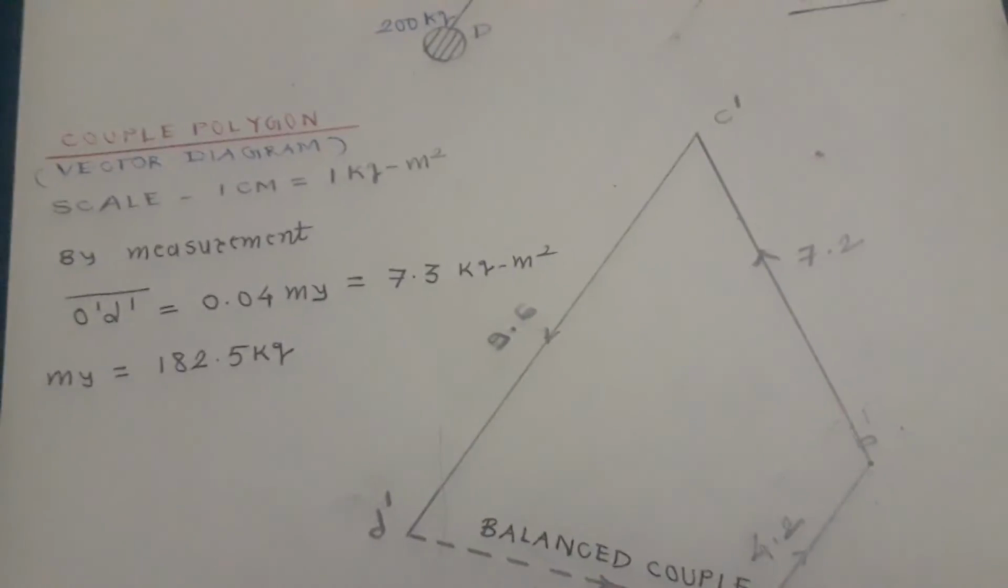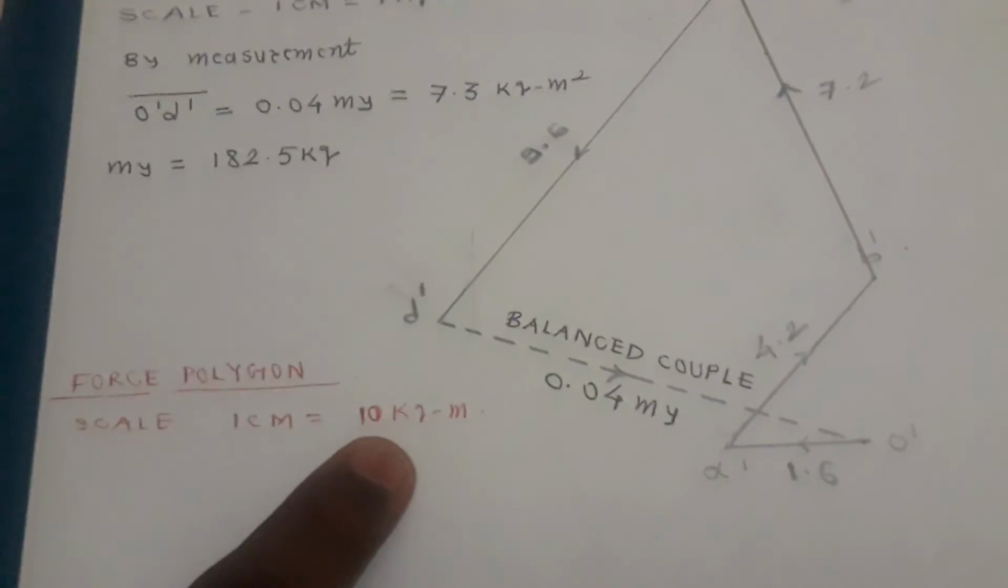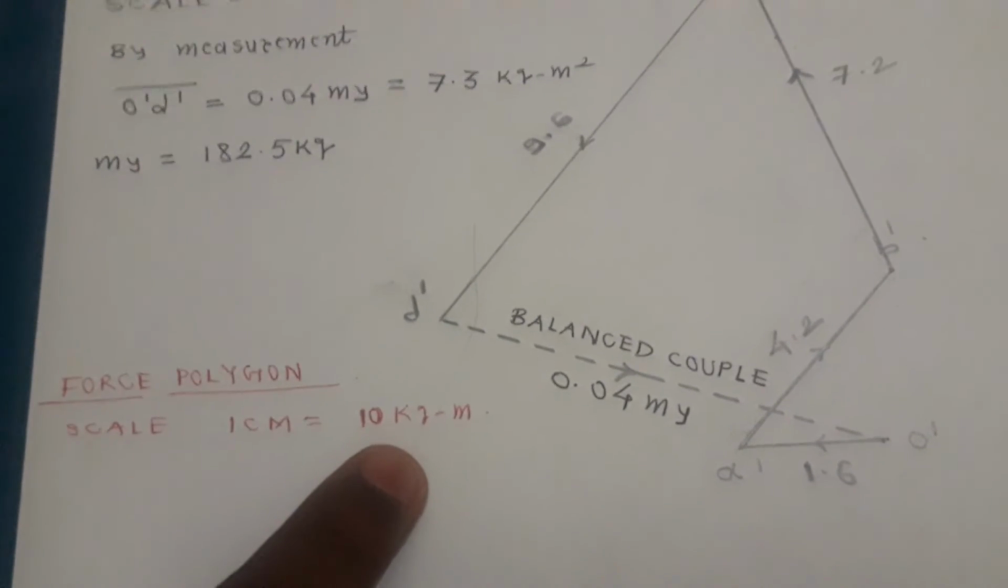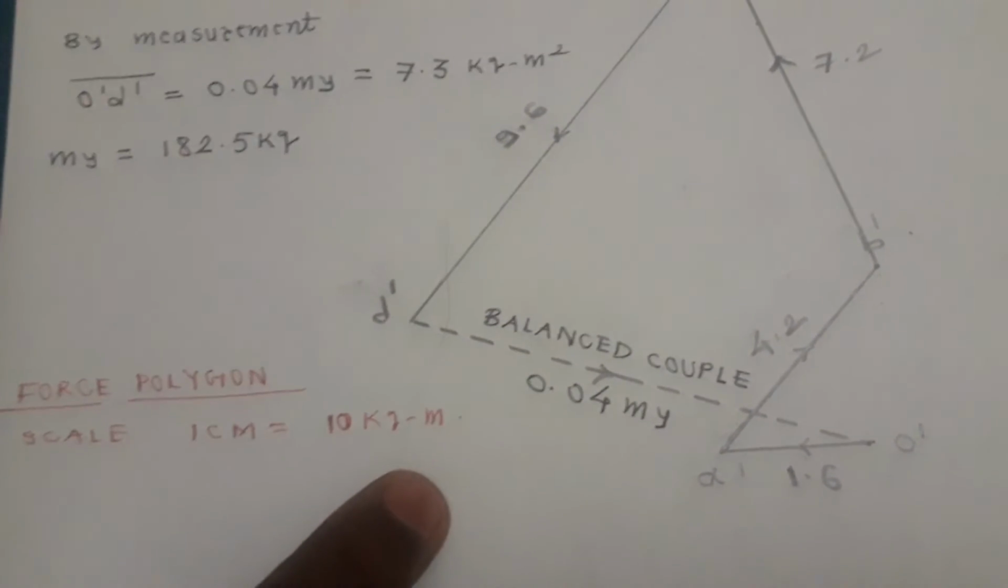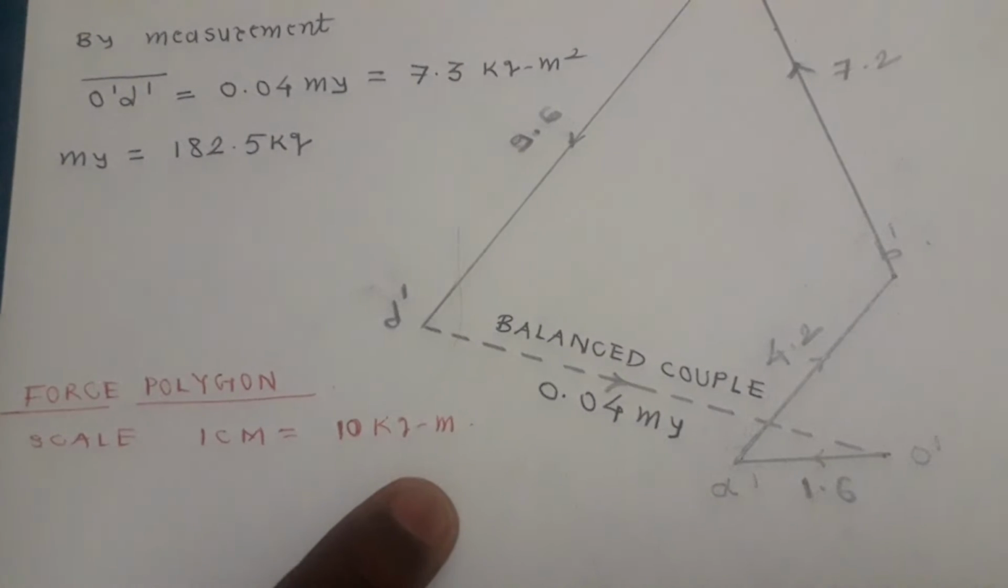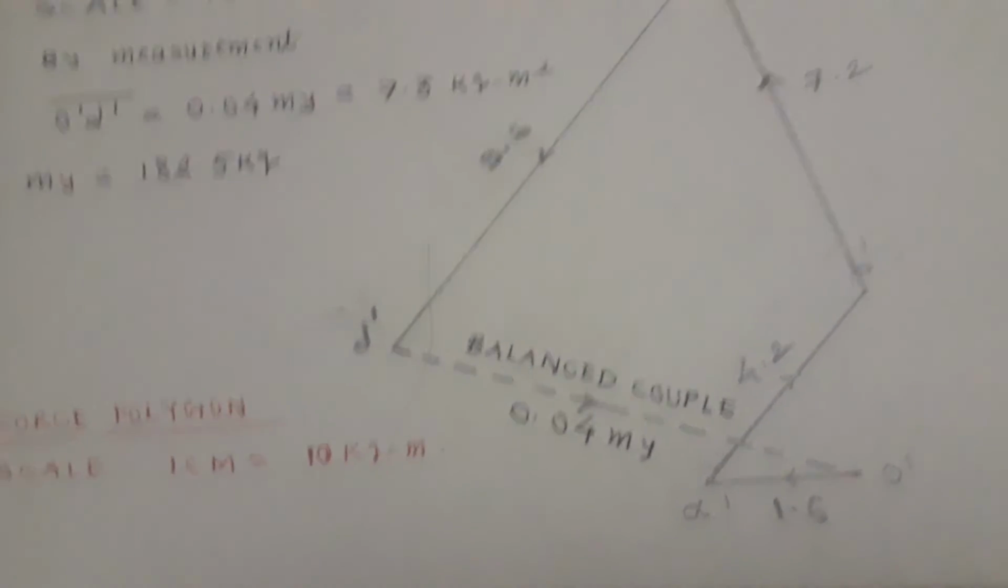For that we have chosen the scale as 1 centimeter is equal to 10 kg meter. Let us start.